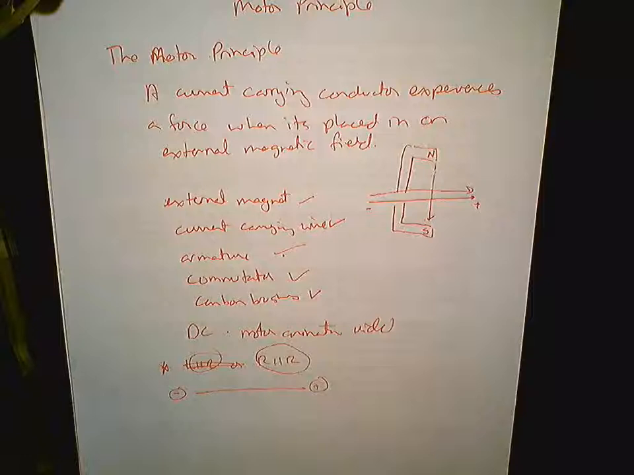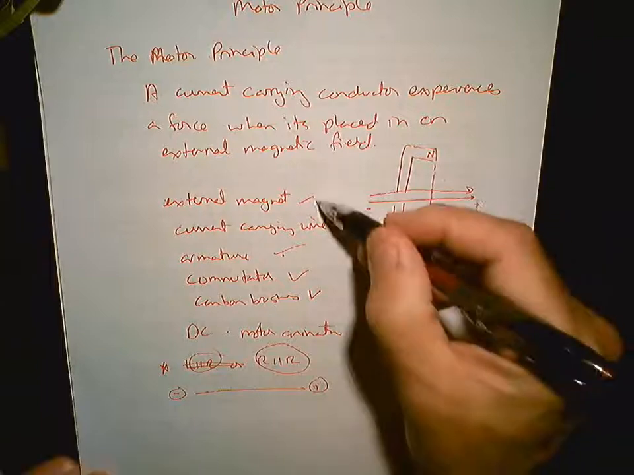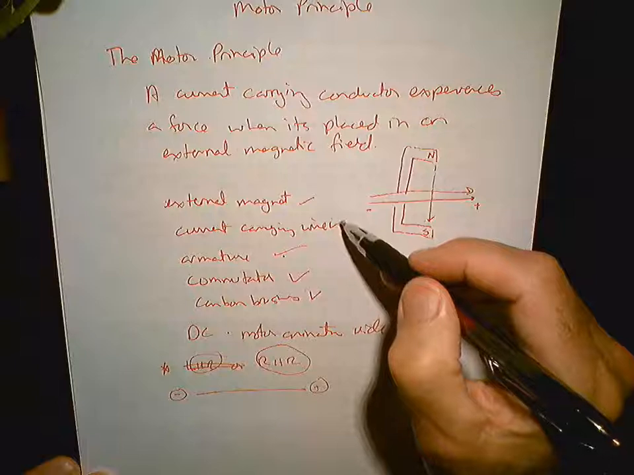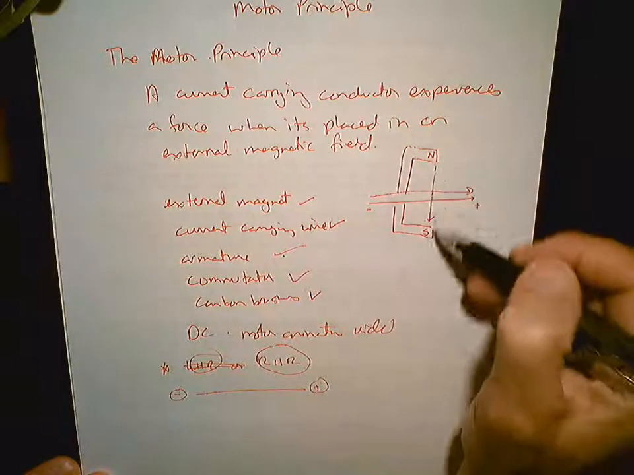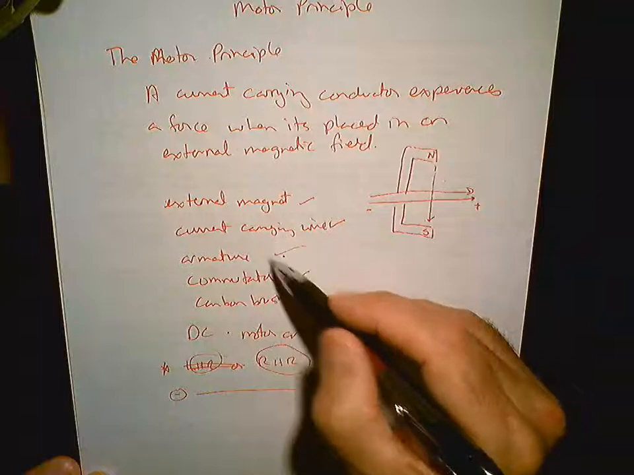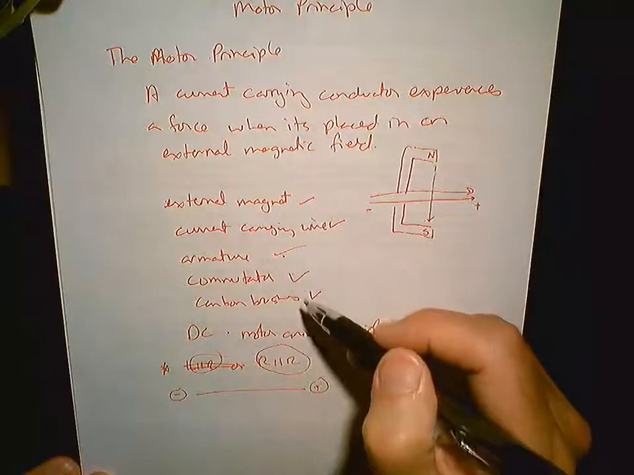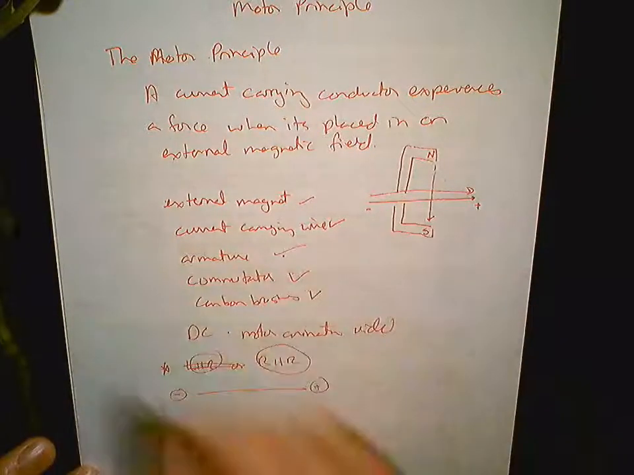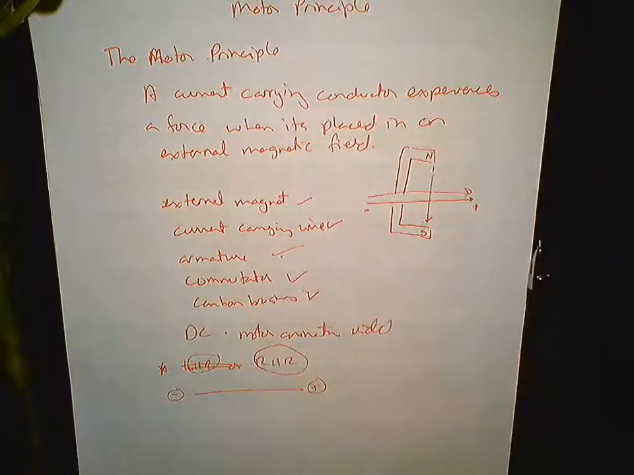Then I've given you 2 videos on motors and how they work. You have to understand the following parts of a motor and how they make a motor work. The external magnet and its role, right there. The current carrying wire and its role. Then there are 3 things called armatures, commutators, and carbon brushes. So you have to know how all of this goes together, and there's going to be 2 questions on your unit test on this. You are done the course.